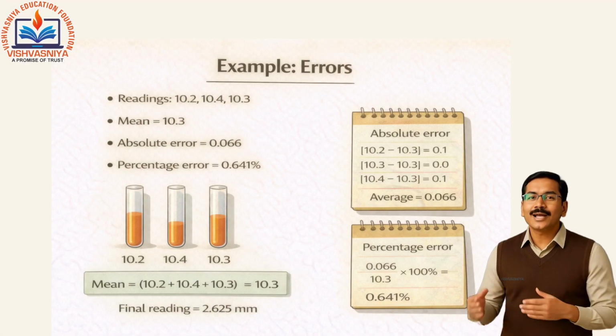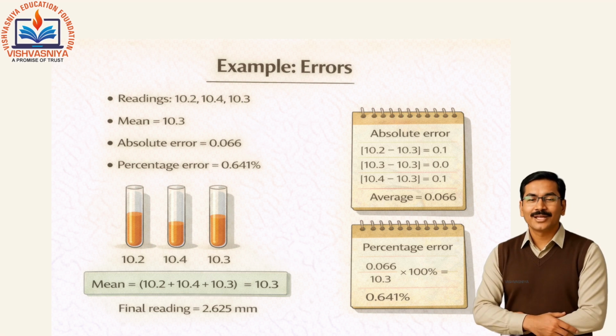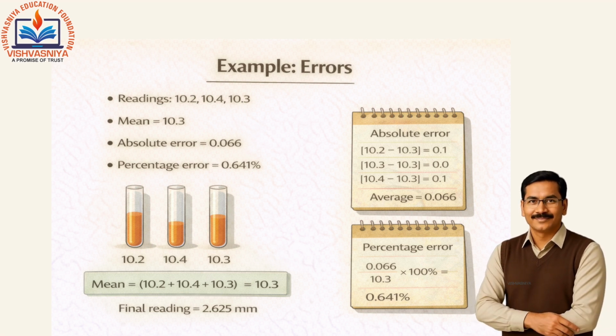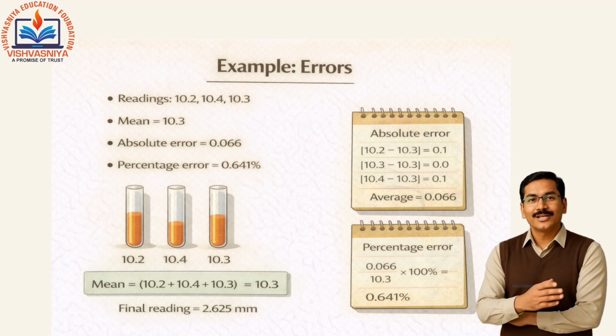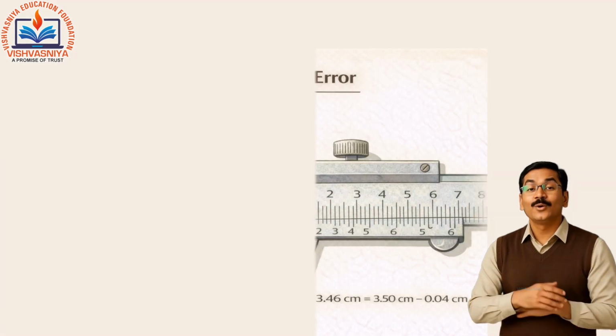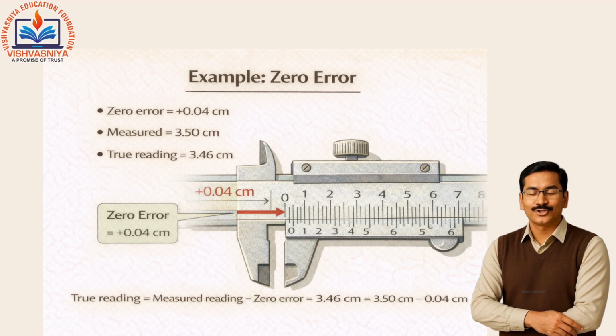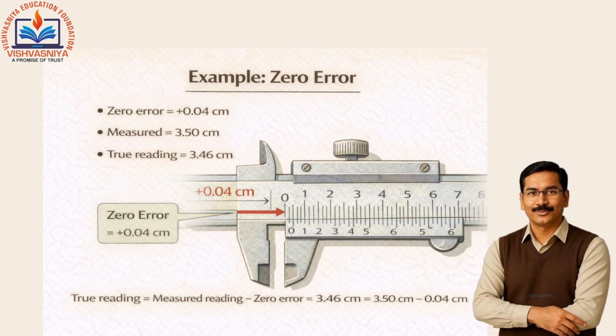Three readings are 10.2, 10.4, and 10.3. Mean value equals 10.3. Absolute error equals 0.066. Percentage error equals 0.641%. Zero error equals plus 0.04 centimeter. Measured reading equals 3.50 centimeter. True reading equals 3.46 centimeter.